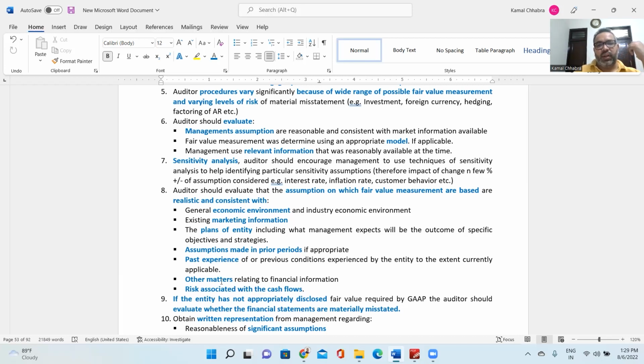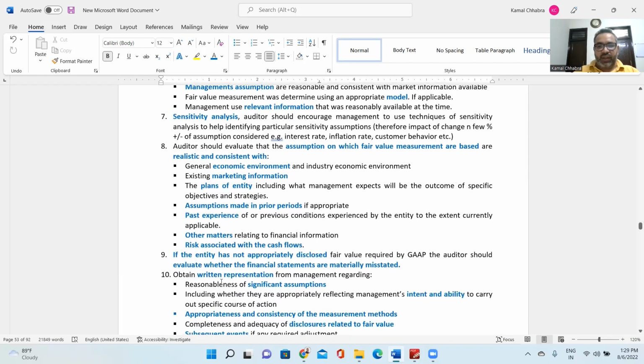Auditors should evaluate whether management assumptions are reasonable and consistent with the market information available. Whether the fair value measurement was determined using an appropriate model like the Black-Scholes model, fair value model, comparable model, right? The respective valuation model. Whether management used the relevant information that is reasonably available at the time.